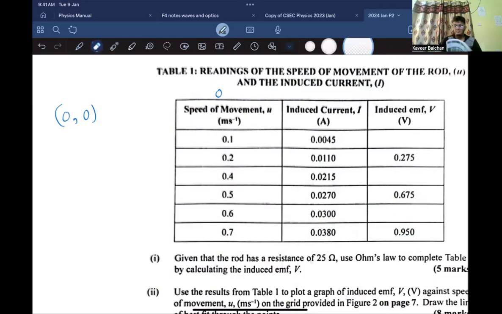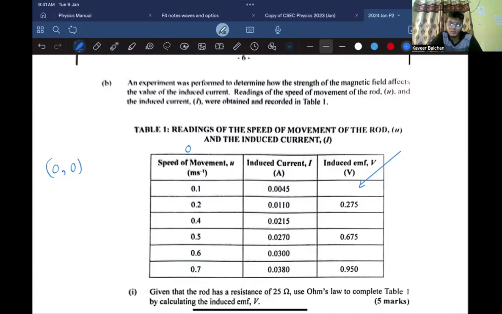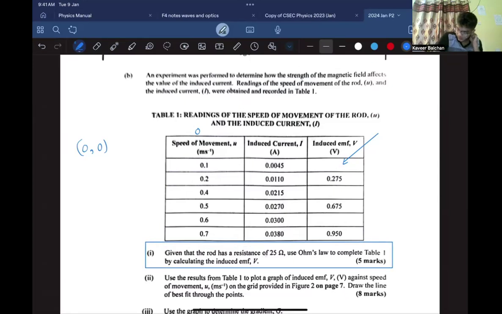All right? So Justin, tell me, how would I figure out the voltage there? You would need to read this part to figure out that. Given that the rod has a resistance of 25 ohms, using Ohm's law to complete table 1, calculating the induced EMF. All right, what is Ohm's law?